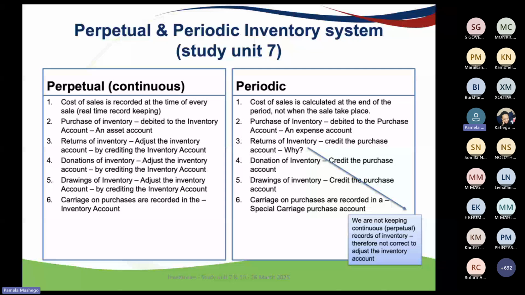So that's why with the periodic one, you do not record the purchase or the sale of the inventory in the inventory account, only in the purchase account, and you only calculate your cost of sales at the end of the period after you do a physical inventory count. So I'm not going to go through all the points here because we're going to discuss it in the next slide when we look at the journal entries in each of these inventory systems.